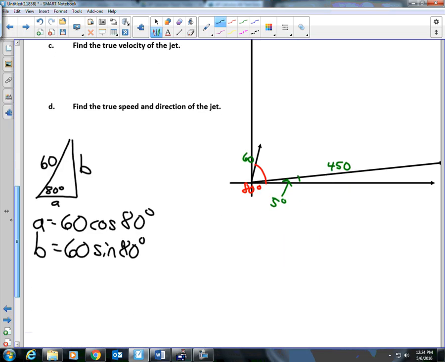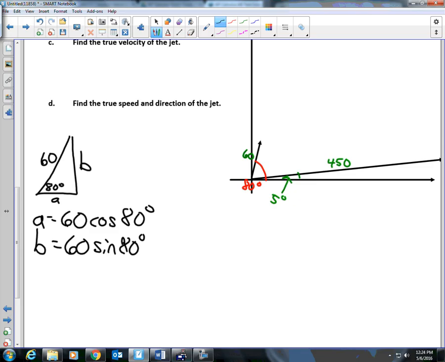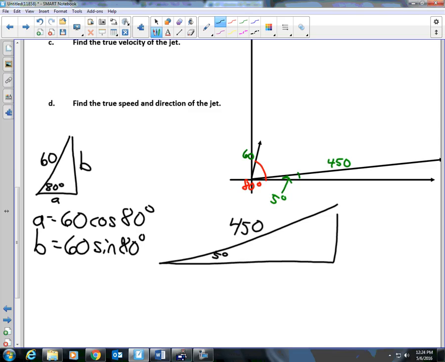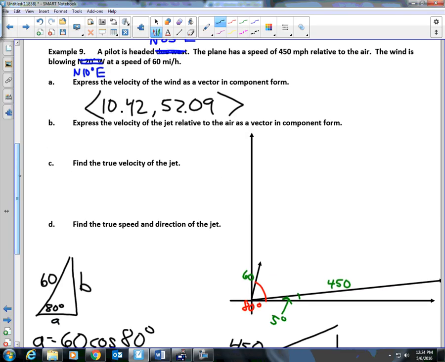So I just did the wind one for you. Do you think you could do the jet one now on your own? The triangle is going to look something like this, right? Where this is 450 and this is, what's the angle? 5 degrees. Go. You can do it. It's 59.09.